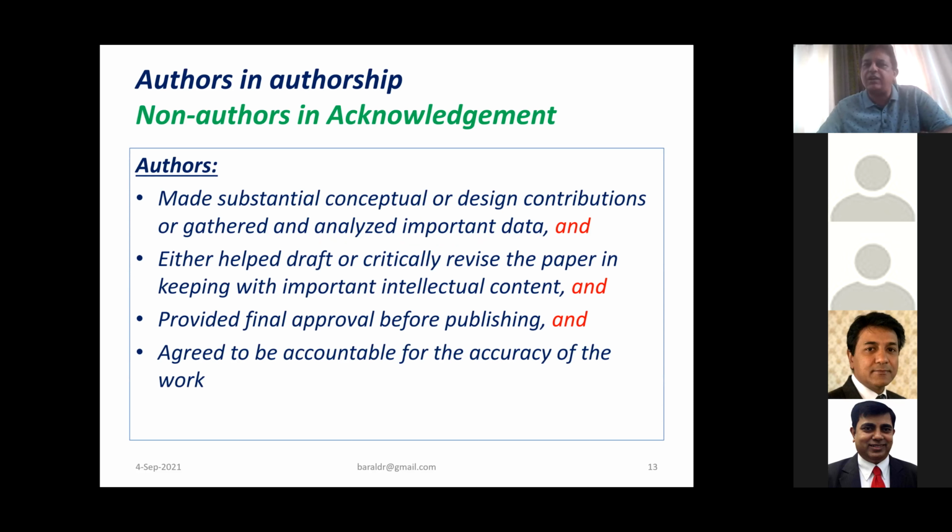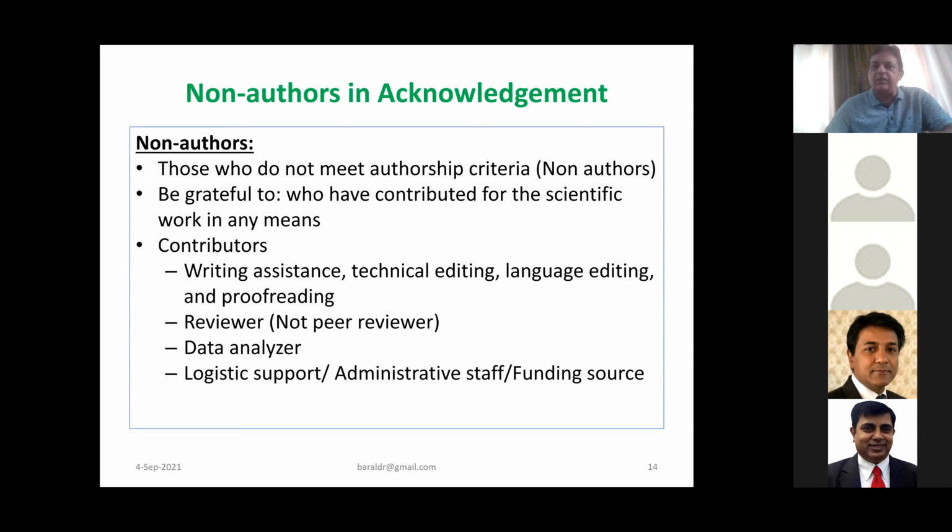The authors who meet the authorship criteria are authors, but those non-authors would be in the acknowledgement. I don't have to go into the detail of the authorship criteria, but those non-authors, those who do not have eligibility to be authors, they are in the acknowledgement section. You have to be grateful to those who have contributed to the scientific work by any means. Contributors like writing assistants, technical editing, language editing, proofreading, and those people who have assisted in those are contributors.